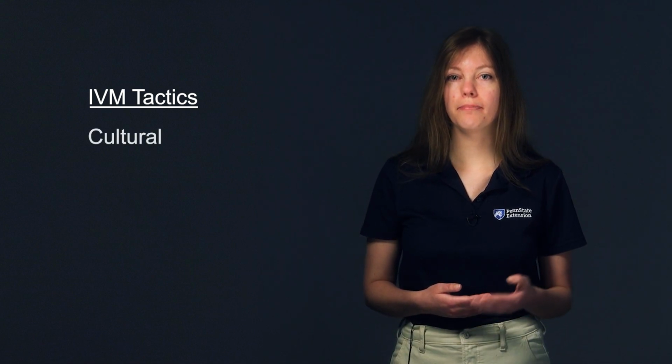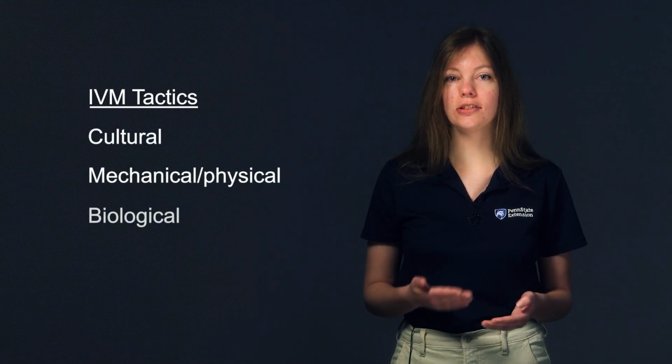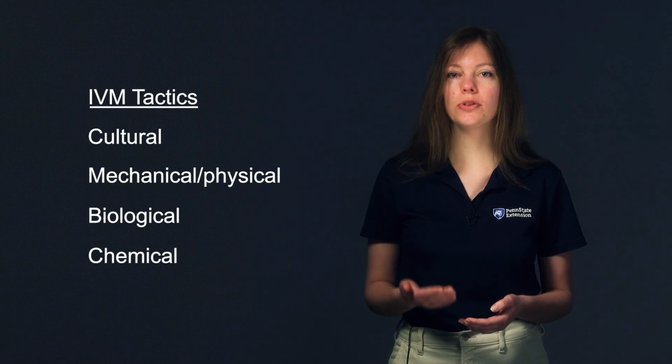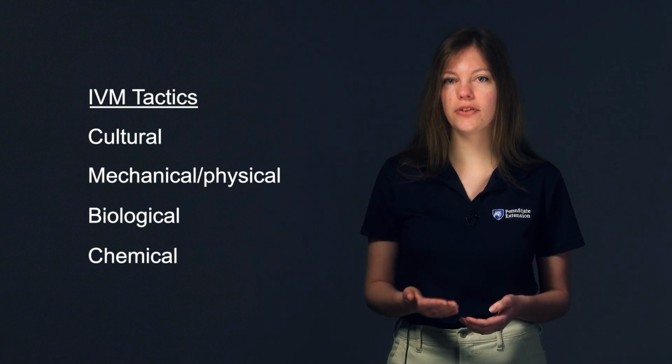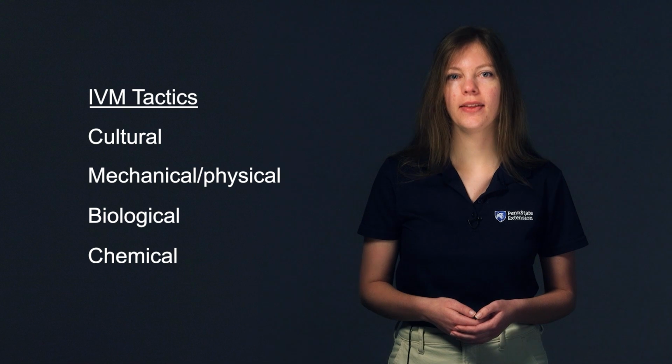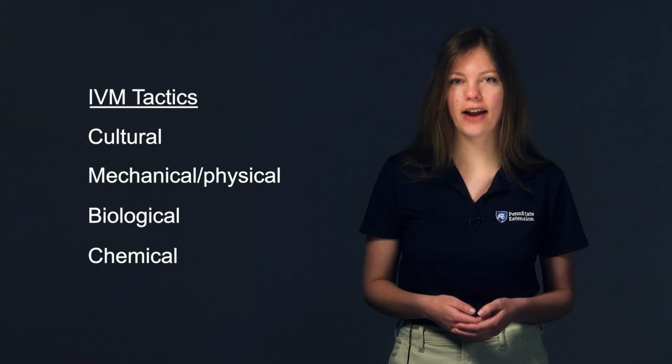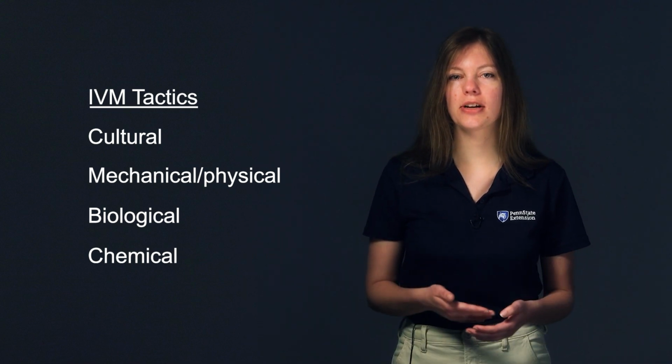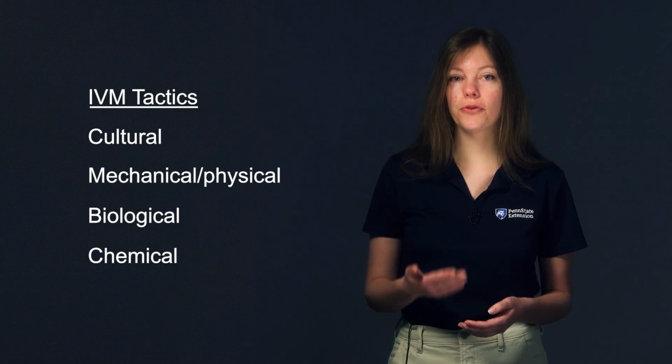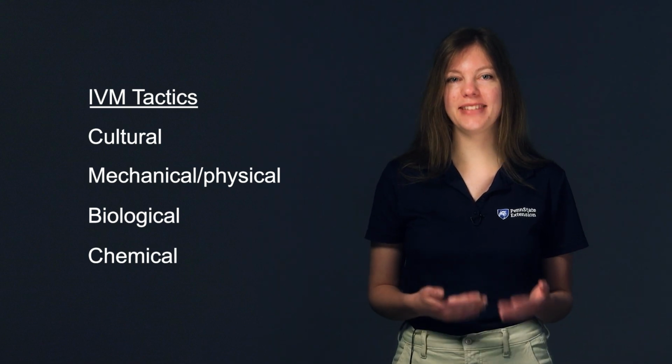Each of these 4 categories of control, cultural, mechanical or physical, biological, and chemical controls, are tools that you can use when designing an integrated vector management program. There are many options within these categories to build the IVM program that works best for you to keep you, your family, and your pets safer from ticks and mosquitoes.